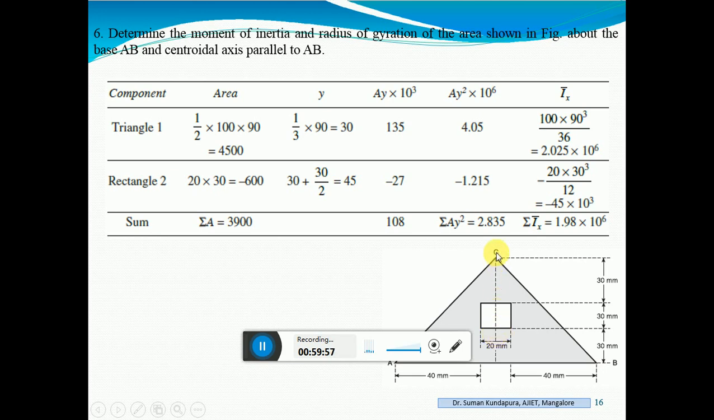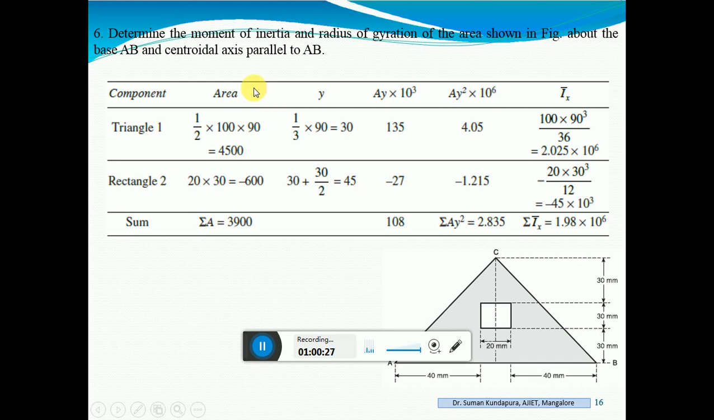For this entire triangle, the CG may be somewhere here. So the whole depth is 90. At this point it is 1/3 of 90, which is 30. From the apex side, it is 2/3 of 90. But we need it with respect to the AB axis, so it is 1/3 of 90. You got 30. Then the rectangle centroid will lie somewhere here, that is 30 plus 30 by 2, which is 45.